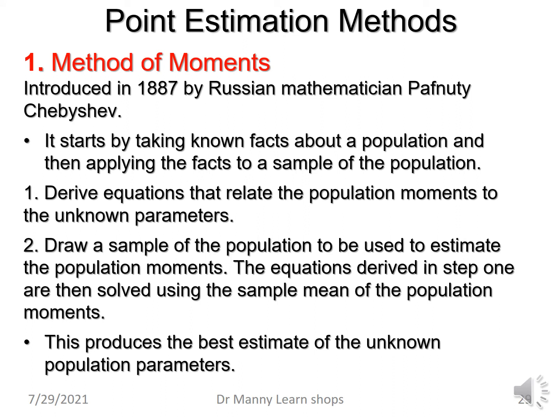Method of moments was introduced in 1887 by a mathematician from Russia. It starts by taking down known facts about a population and then applying those facts to a sample of the population. It derives equations that relate the population moments to unknown parameters, and you draw a sample of the population to be used to estimate the population moments. This produces the best estimate of an unknown population parameter.